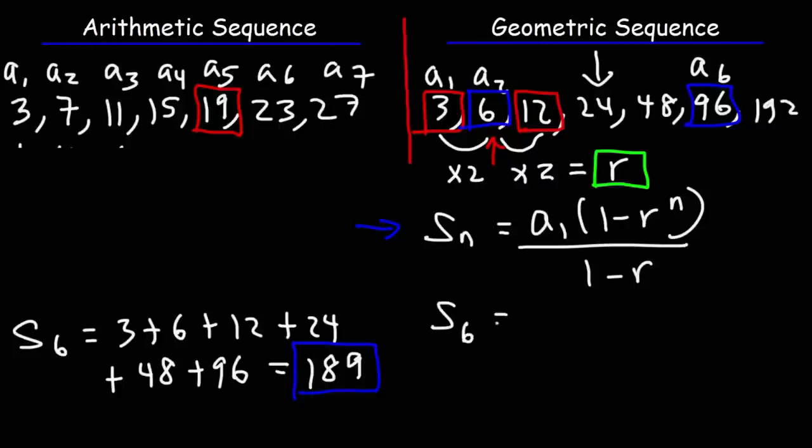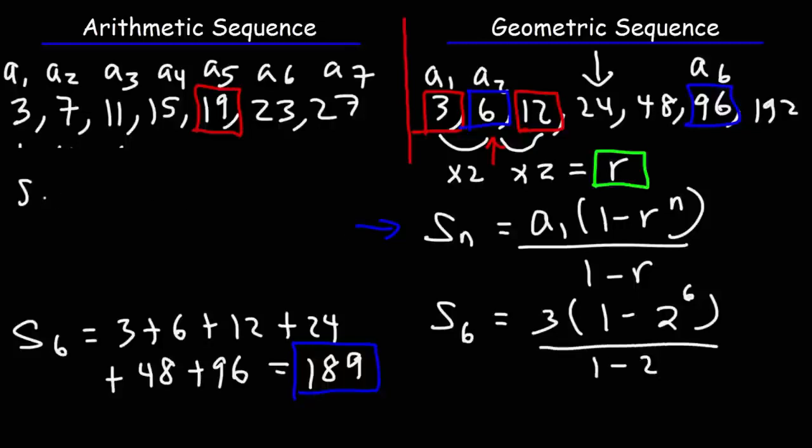So S sub 6, the sum of the first 6 terms, is equal to the first term a sub 1, which is 3, times 1 minus r. R is the common ratio, which is 2, raised to the n, which is 6, over 1 minus r, or 1 minus 2. So I'm going to work over here since there's more space. Now 2 to the 6, that's going to be 64. If you recall, 2 to the 5th power was 32. If you multiply 32 by 2, you get 64. So this is going to be 1 minus 64. And 1 minus 2 is negative 1.